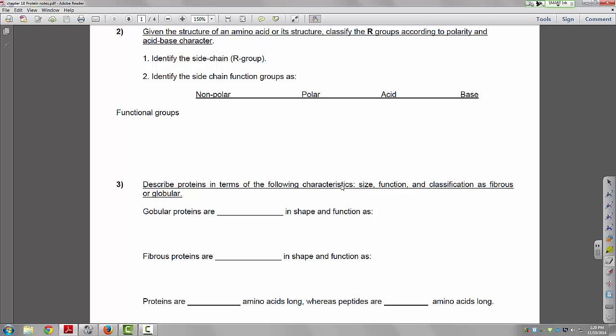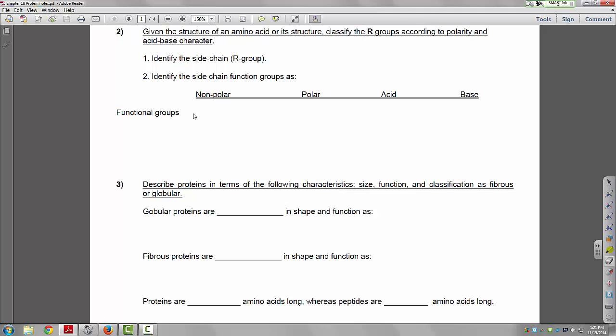Alright, I'm not going to ask you to be able to draw, identify, or even name all 20 different amino acids. There are some that you should know, of course, like glycine, which is achiral, proline, which has a secondary amine, and cysteine, which has a thiol group. But most of the others I'm not going to ask you to worry about. I do expect you to be able to look at an amino acid, identify the different parts, and then classify these amino acids according to their R group or side chain.